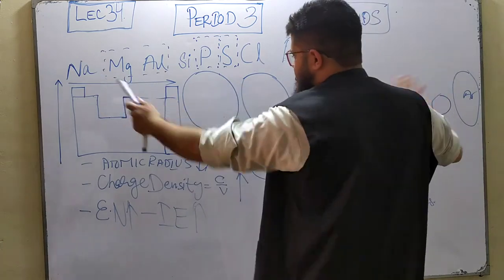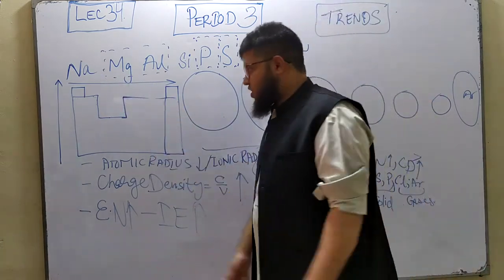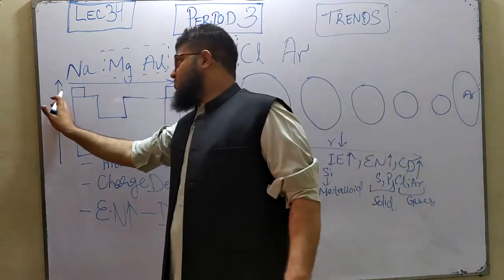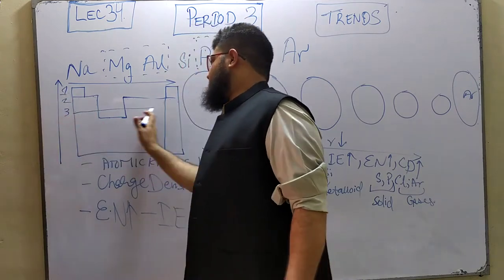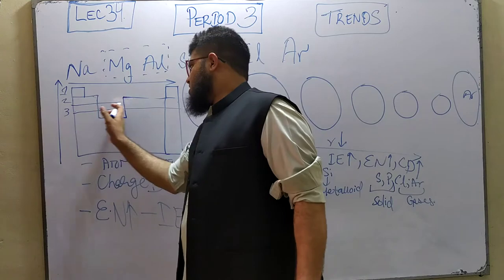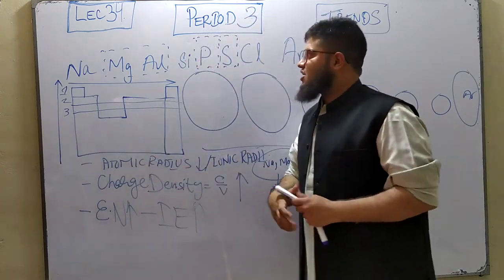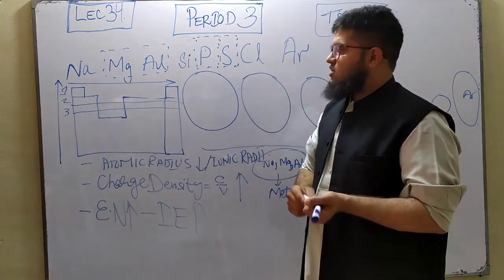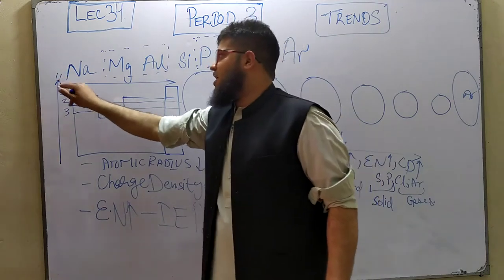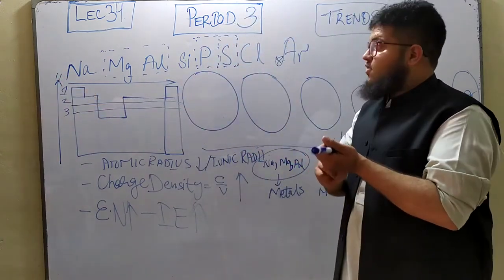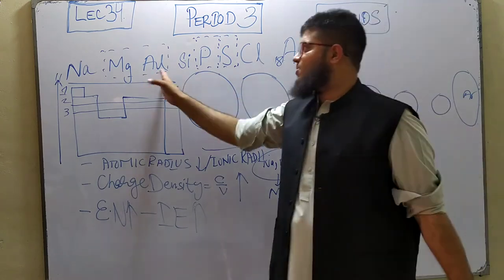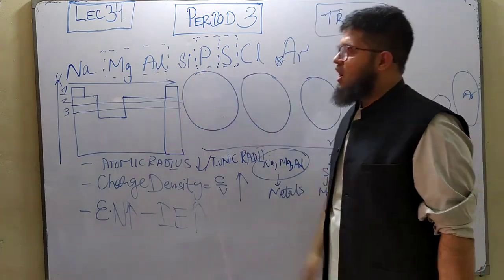Period means the horizontal row in the periodic table, you know that already. Period 3 means if you start out from here, this is the first, this is the second, this is the third period. The third period of the periodic table is called Period 3. In this third period, these are the elements present. They start from sodium, proton number 11, and end at proton number 18, argon. So: sodium, magnesium, aluminum, silicon, phosphorus, sulfur, chlorine and argon.